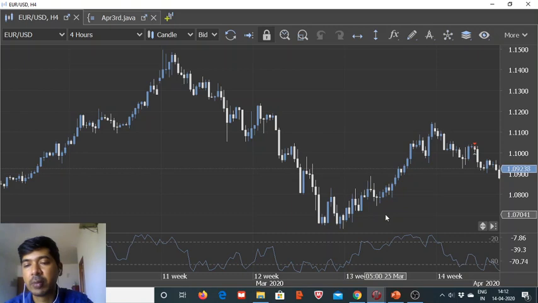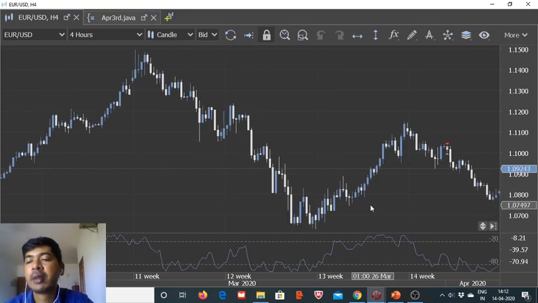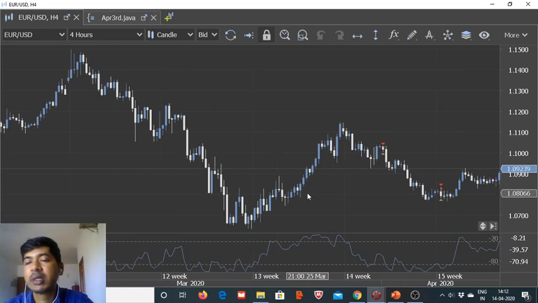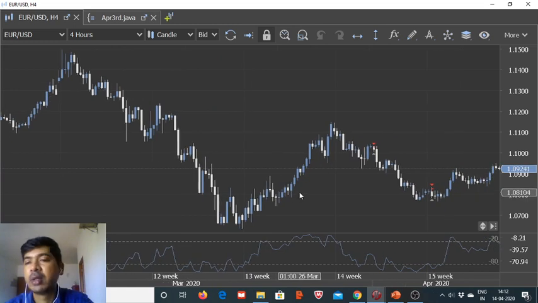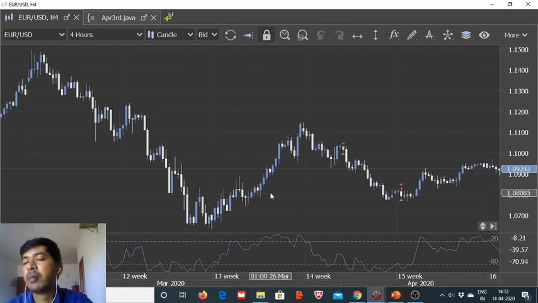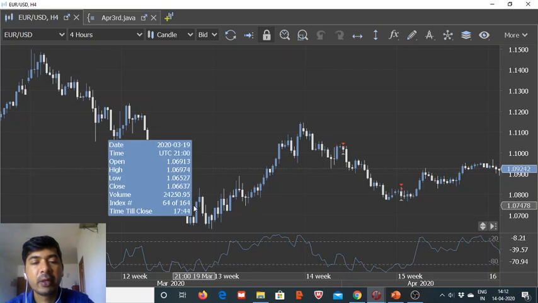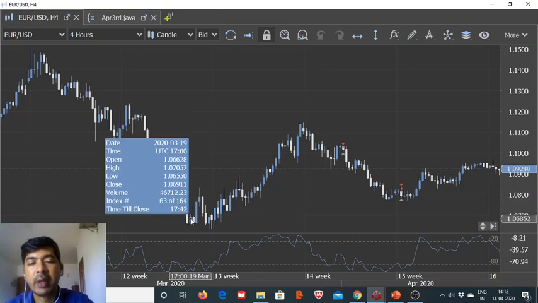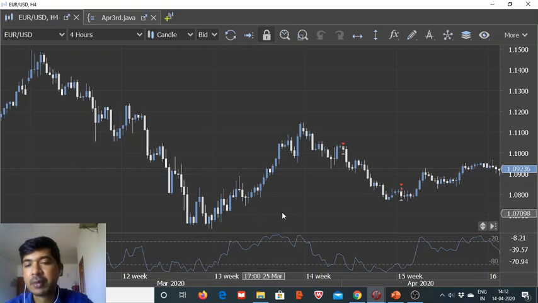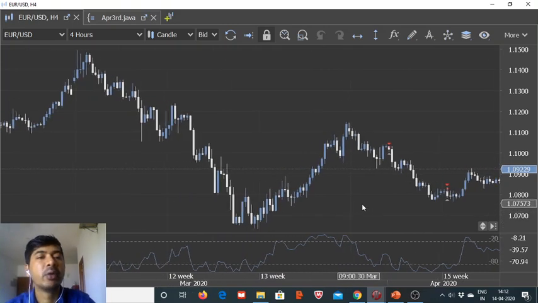But suppose if it doesn't, then we don't have much choice. We will simply stick with our basic parameters. If the trade works out well, then well and good, and if it doesn't, then the stop loss should be there and our losses will be pretty much minimum. So that's what we can do here.